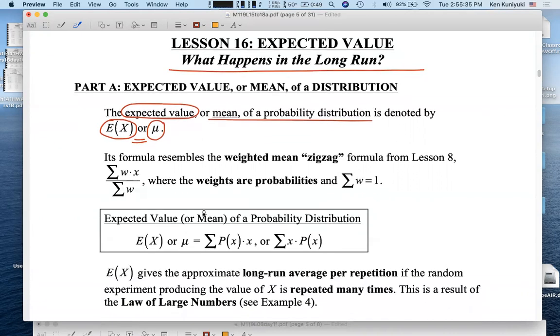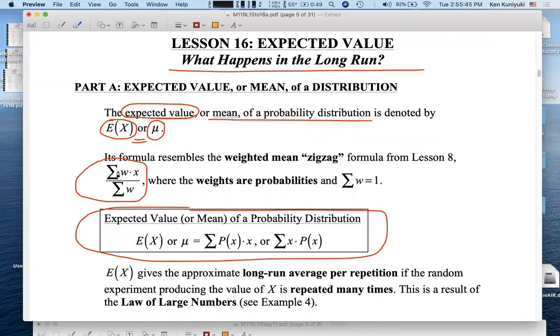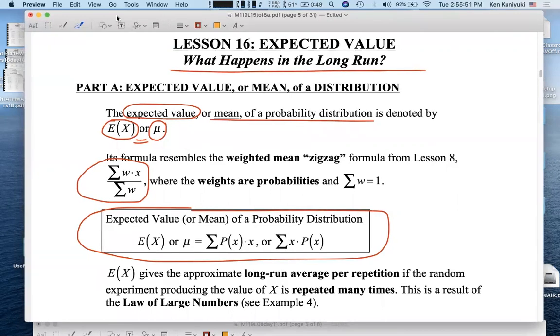Now, the formula for this is given here. And this should remind you of this formula over here from Lesson 8. This formula was used to compute things like GPAs back in Lesson 8. Remember that the numerator, the top, summation W times X, corresponded to a zigzag motion throughout a distribution. And on the bottom, we had the sum of the weights.